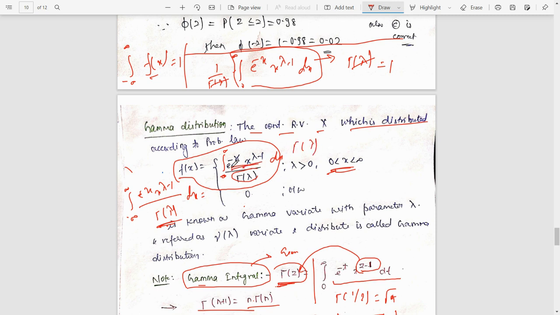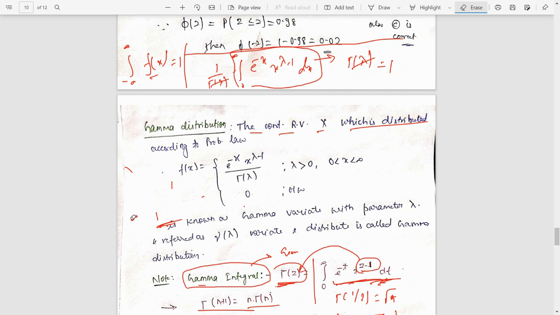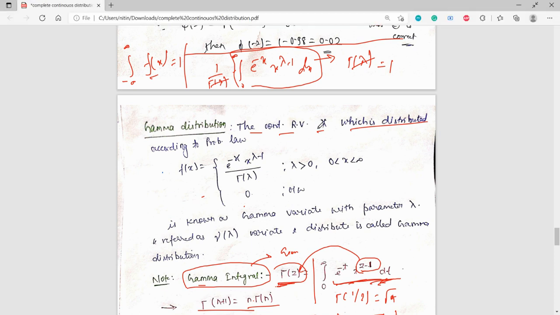This particular integral itself is gamma lambda, by the property of the gamma integral. And these will cancel out each other, and this will be the value 1. So overall we are utilizing the property of the gamma distribution itself. This is termed the gamma integral property, and this is termed the gamma distribution, represented by the parameter lambda: gamma lambda. Anywhere it is written that x follows gamma lambda, you have to understand that we are talking about a gamma distribution. Is this clear now?